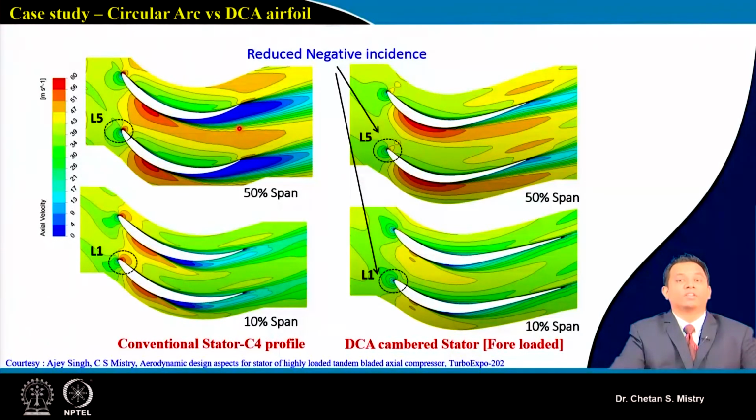Under that configuration we need to modify our profile, and that's what we have done by using a double circular arc cambered stator. So here, this is the configuration, a full loaded kind of configuration. The incidence problem that we were having has been minimized. And if you compare these two, you can see our flow is more attached to the suction surface, and we are able to minimize the flow separation happening on the suction surface throughout the span.